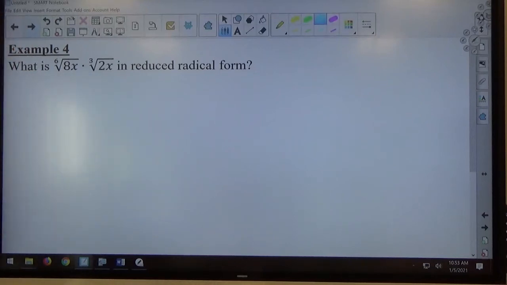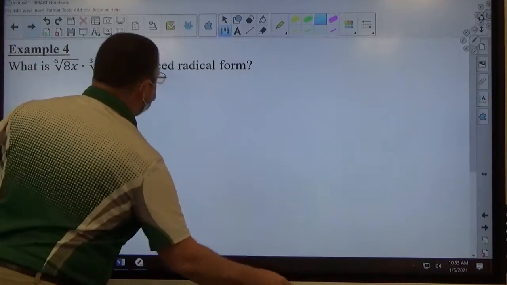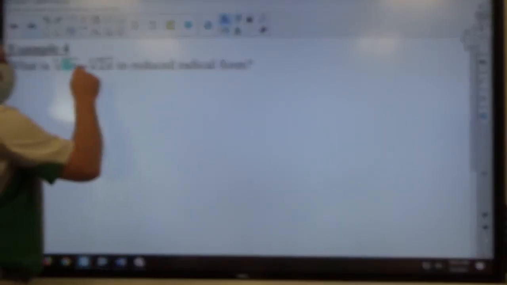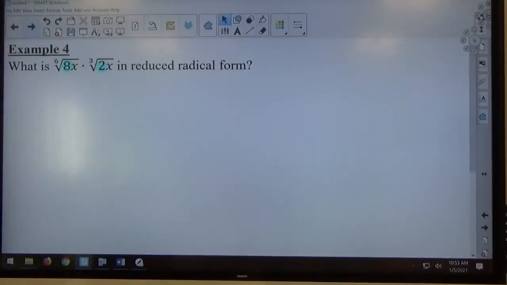You'll notice this one, we have the sixth root of 8x times the cube root of 2x in reduced radical form. Once again, I'm looking at these numbers, 8 and 2, and asking myself, can I write either one of them as some number, the same number to a power? Well, 8 is 2 times 2 times 2, right? This is 2 to the first, this is 2 to the third.